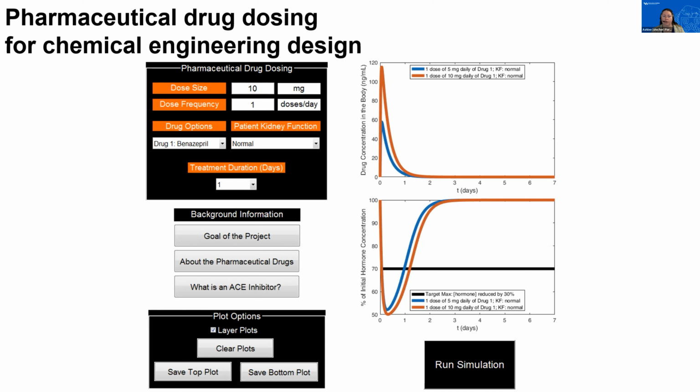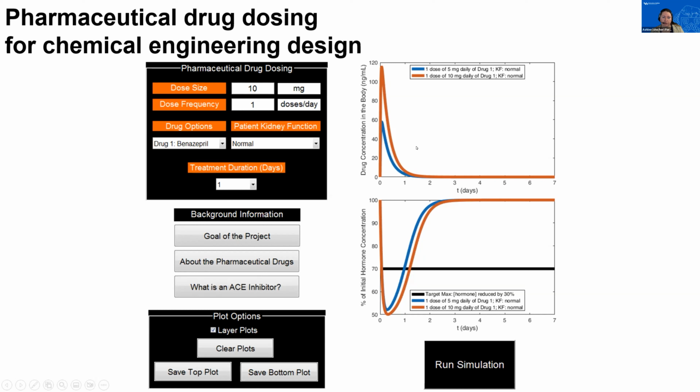to certain pharmaceutical drugs. And in this app that we built, students can input the dose size and the frequency. They can choose from a drop-down menu of different types of drugs, two different types of normal kidney function and an impaired kidney function, representing kind of a disease condition. And they can modulate whether it's a one dose or a continuing dose. And we put in some information about the project, the drug, et cetera, and some functionality for being able to capture these plots. So we have both the drug concentration, but also how it's modulating a specific hormone that's responsible for lowering the blood pressure in the body.